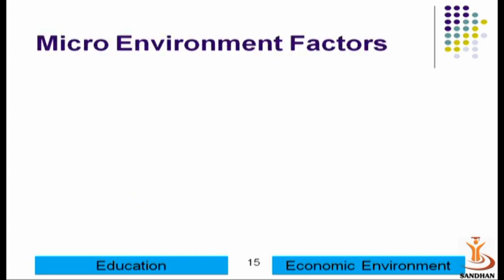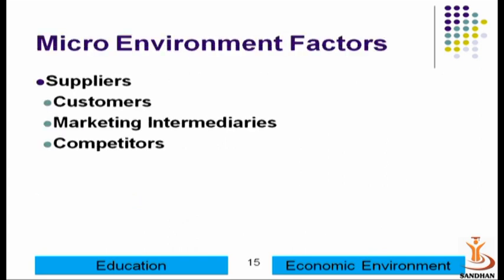Let us see the micro factors. The micro factors are the suppliers of the firm. They are an external component of the environment. Micro factors also include my customers, my marketing intermediaries, that is my distribution channel, and my competitors. They are the external environmental factors which affect my business.